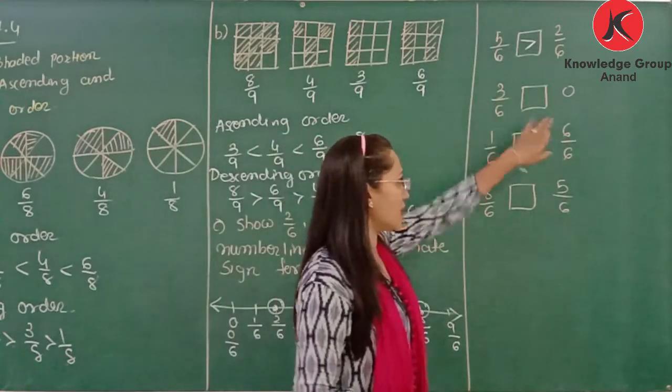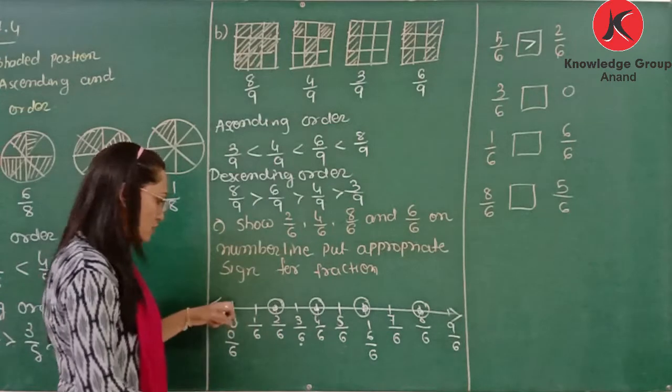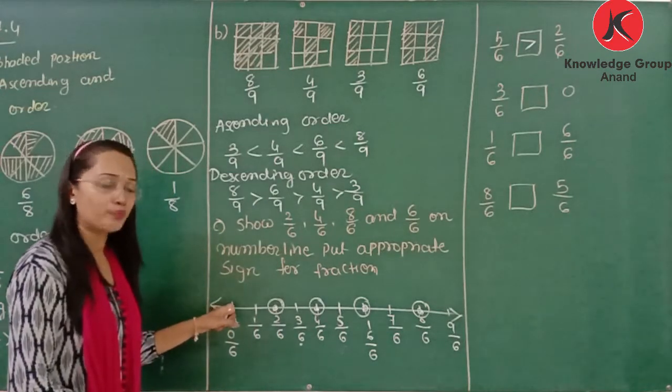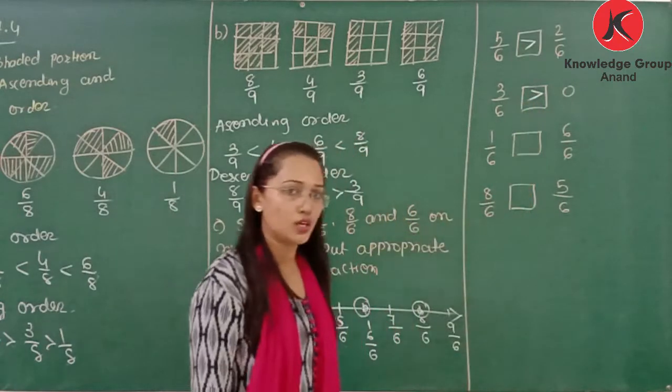Now 3 by 6 and 0. Where is 3 by 6? You can see it is here and 0 is here. So which will be on the right side? 3 by 6. So 3 by 6 will be greater than 0.